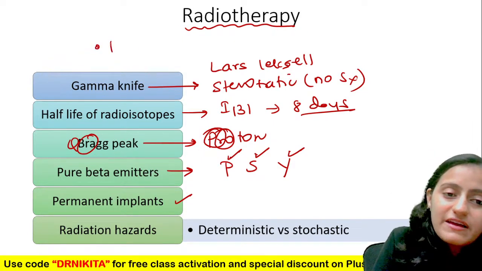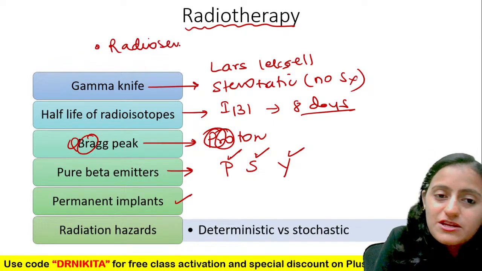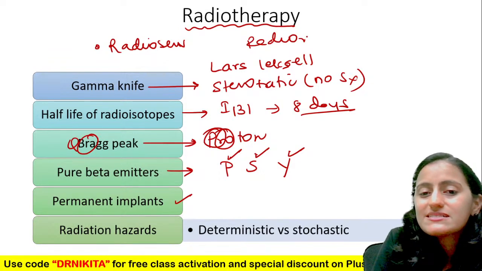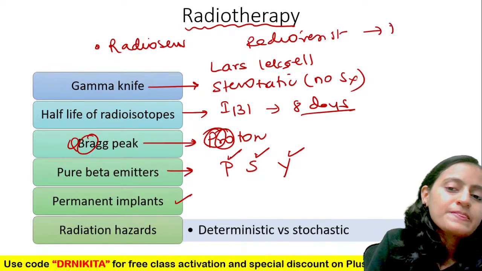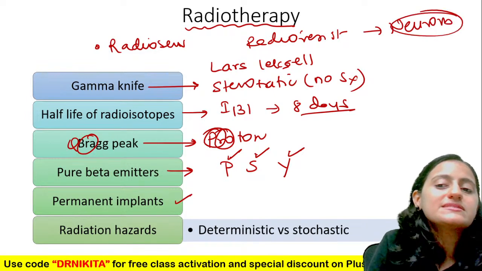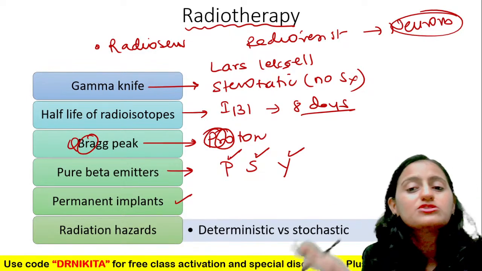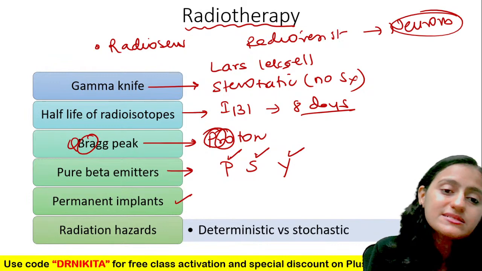Also important here, very, very important is remember what is radiosensitive, what is radioresistant. This is frequently asked. Like neurons are radioresistant because they do not divide. So remember that neurons are radioresistant.